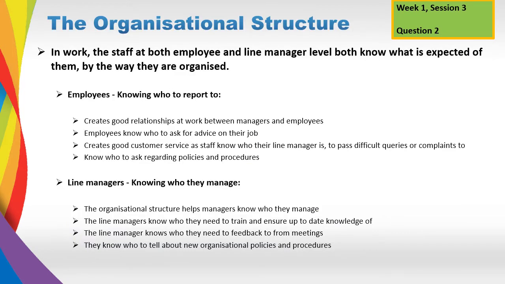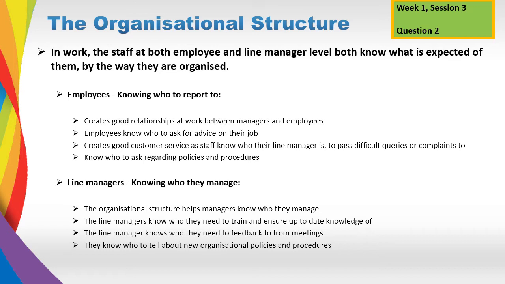So the organisational structure, still working on this at the moment. So we've just looked at your organisational chart and you've just drawn out your organisational chart. So in work, staff at both employee and line manager level know what is expected of them by the way that they are organised. So we looked at who is responsible for whose instructions and who is going to ask who for instructions as well.